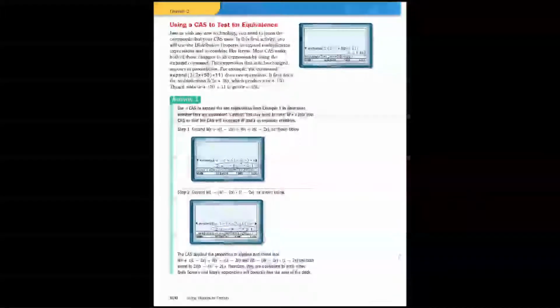So here what we want to do is compare the two expressions that Roxy and Sonia came up with and see whether they are equivalent expressions. So the first thing we want to do, in step 1, we'll look at Sonia's expression. Step 2, we'll take a look at Roxy's, and then we'll be able to look at the results and compare the two of them.